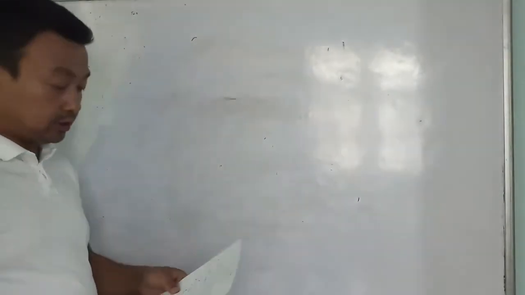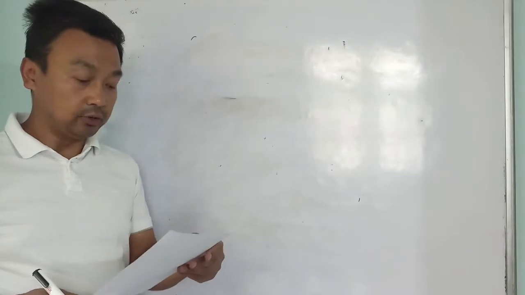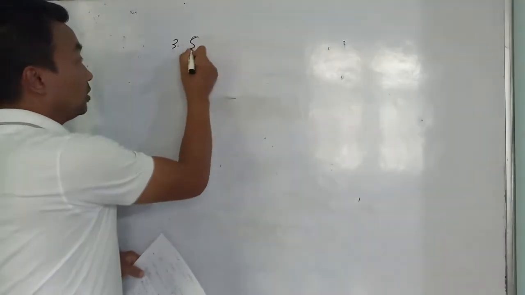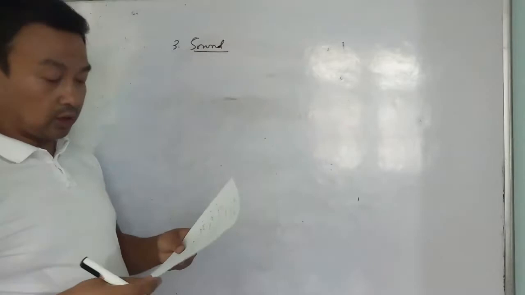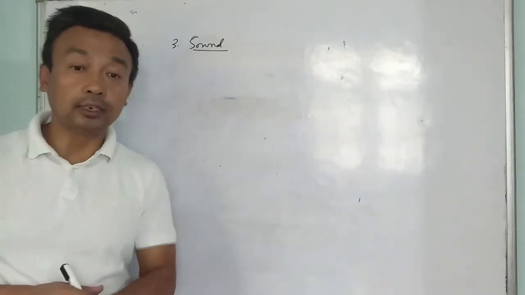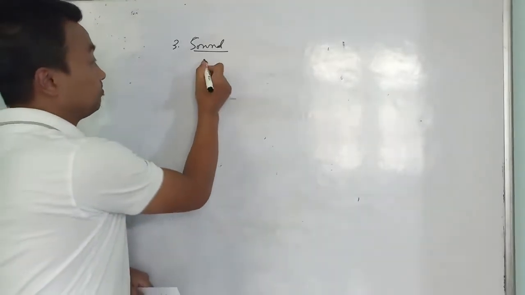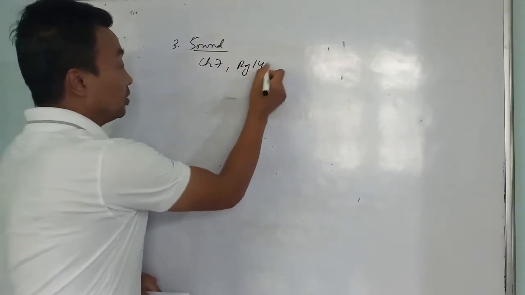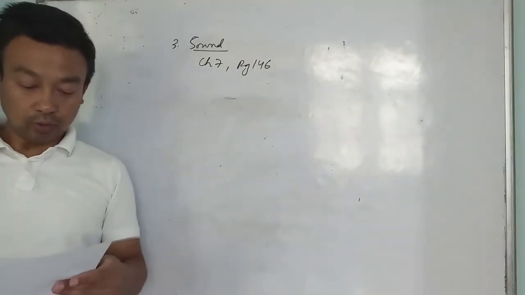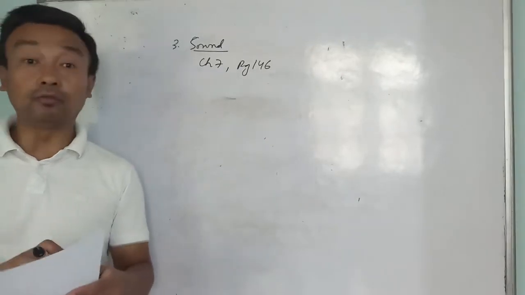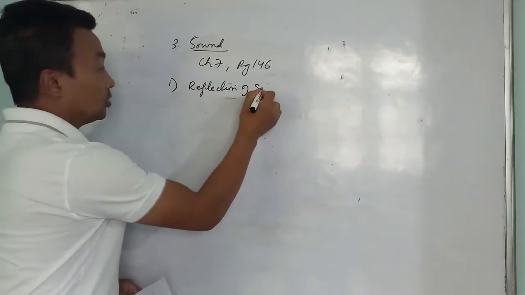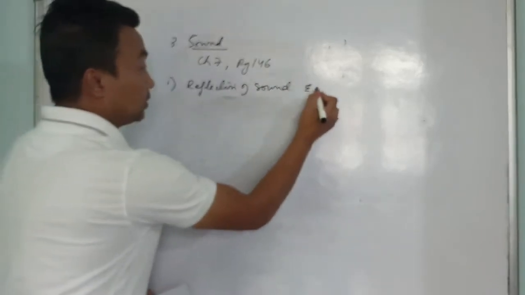Sorry, the second one is light. In light you have to do refraction of light, the lenses, etc. But I am going to start sound today. It is chapter 7 in the textbook, on page number 146. In sound you have three topics to discuss. The first one is the reflection of sound, which is very important and easy, and in that you have the echo also.